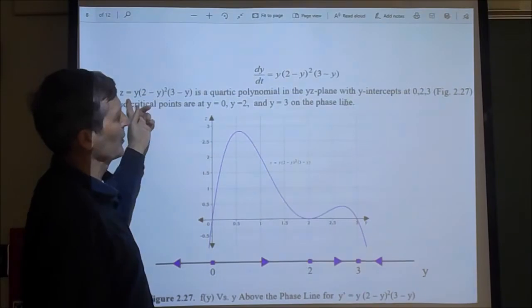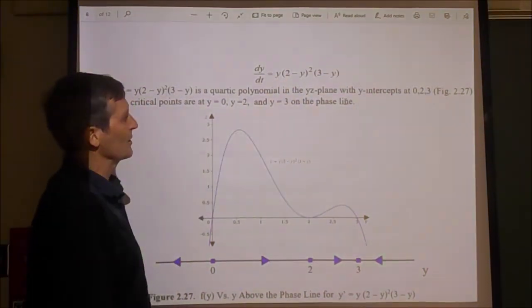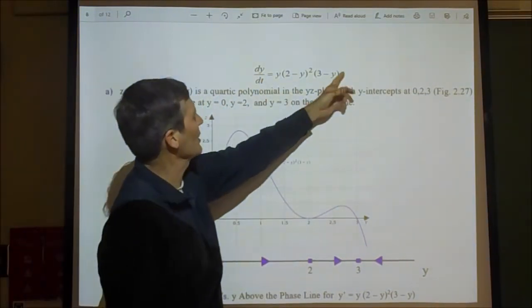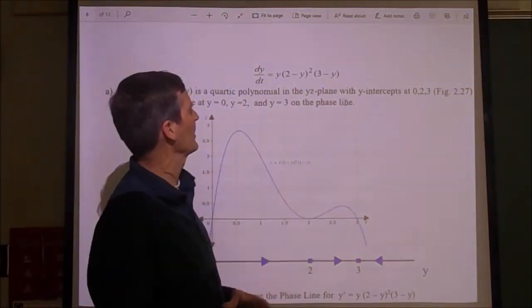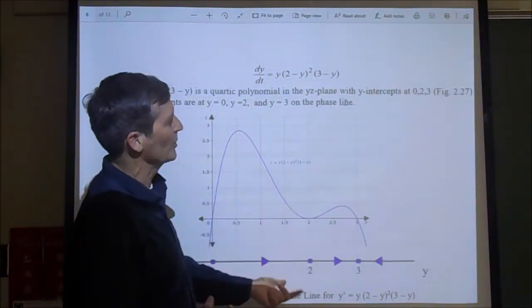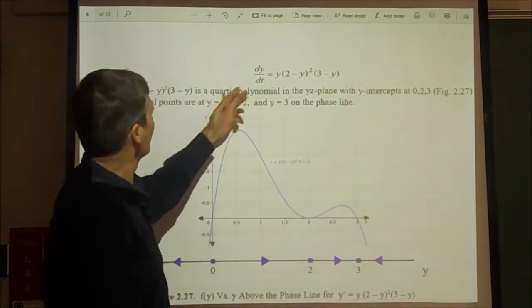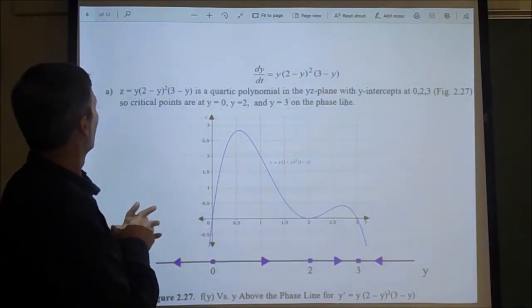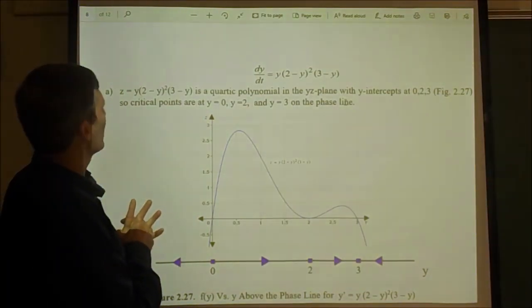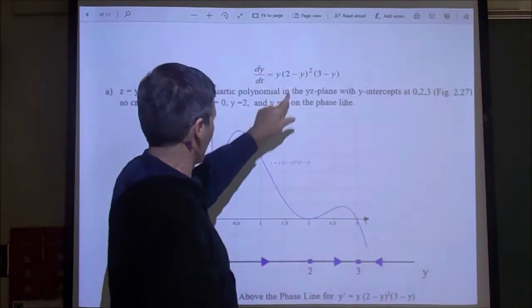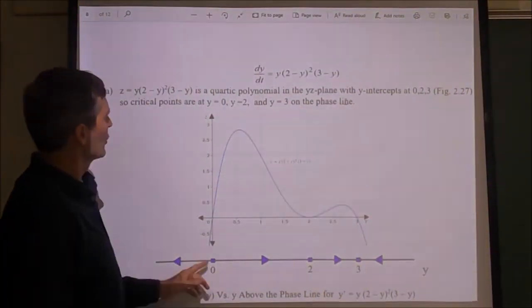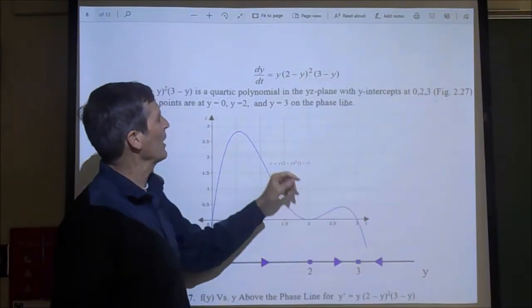Without doing all that tremendous work, because there's a bunch of integrations of partial fractions and everything else, I can notice, wait a minute, this right-hand side is a quartic polynomial. That means a 4th degree polynomial, right? It's quadratic, cubic, quartic, and so forth. If I put z equals the right-hand side and plot y versus f of y, or z, here's what it looks like. We know how to sketch polynomials, right?